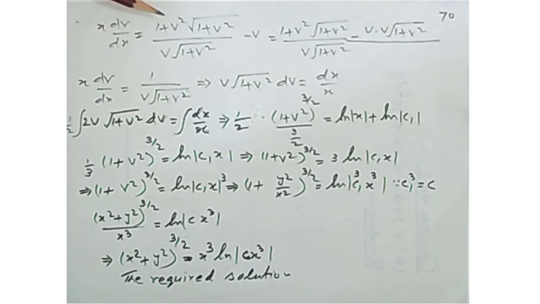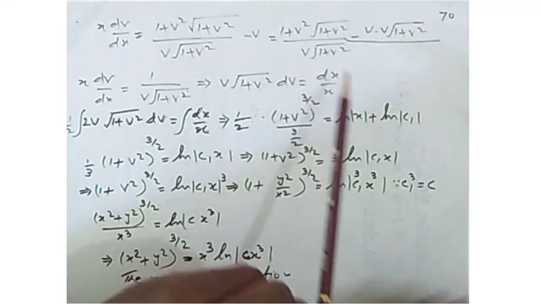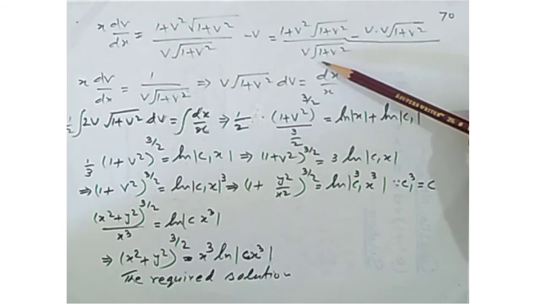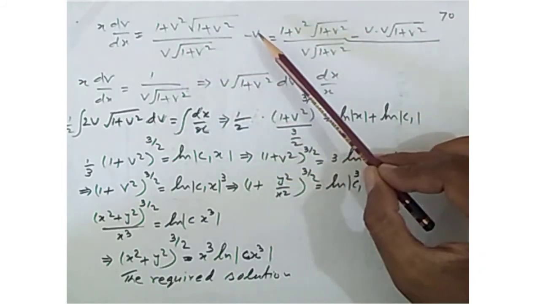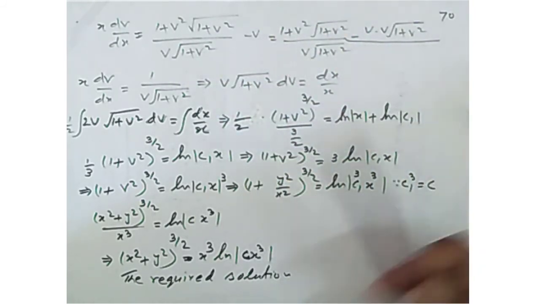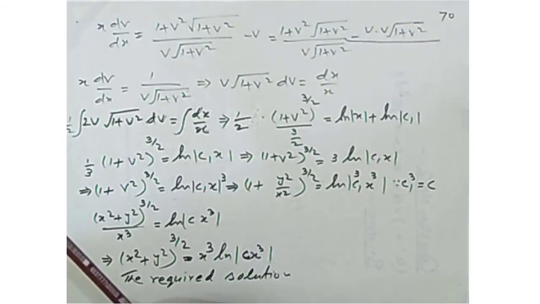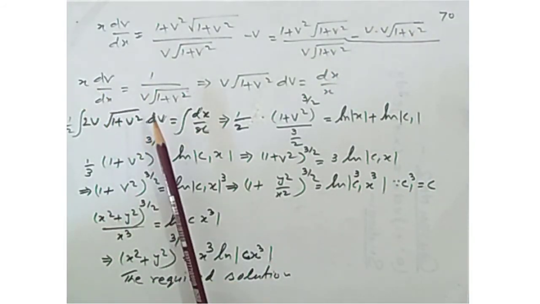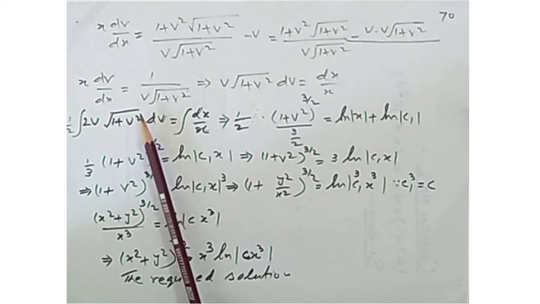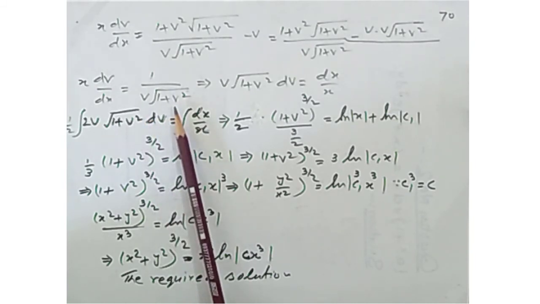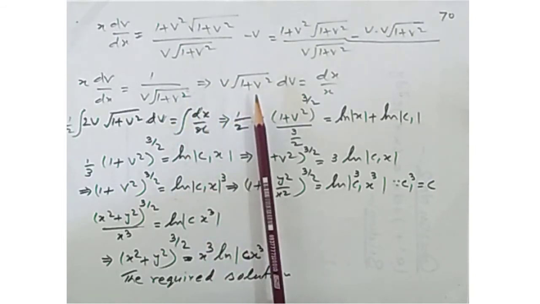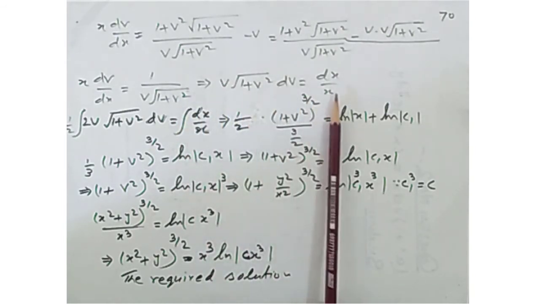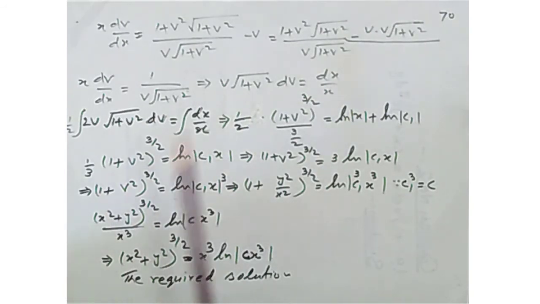And this is 1 plus v square under root divided by 1 plus v square. This is LCM, and this is multiplied by minus v. So after simplification, we have x dv by dx equal to 1 over v into under root 1 plus v square, and by cross multiplication, we have v into under root 1 plus v square dv equal to dx over x. The variables have been separated, so we integrate both sides.